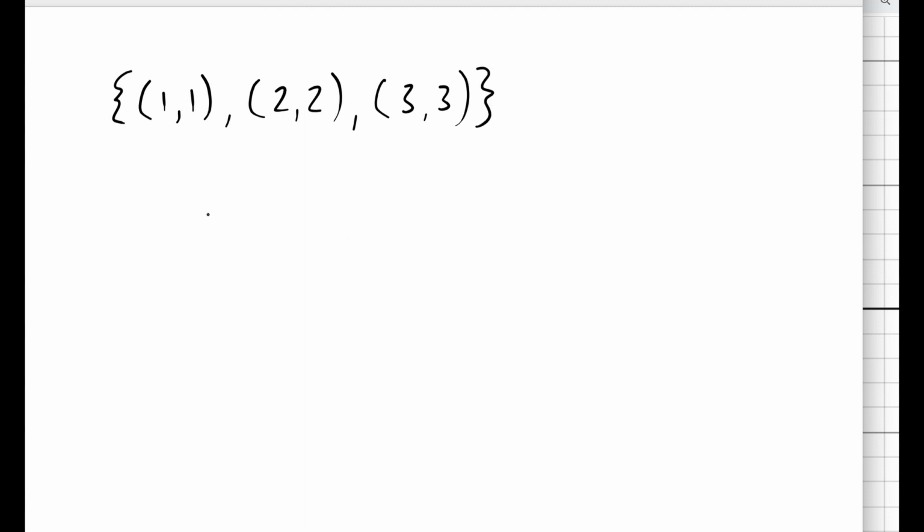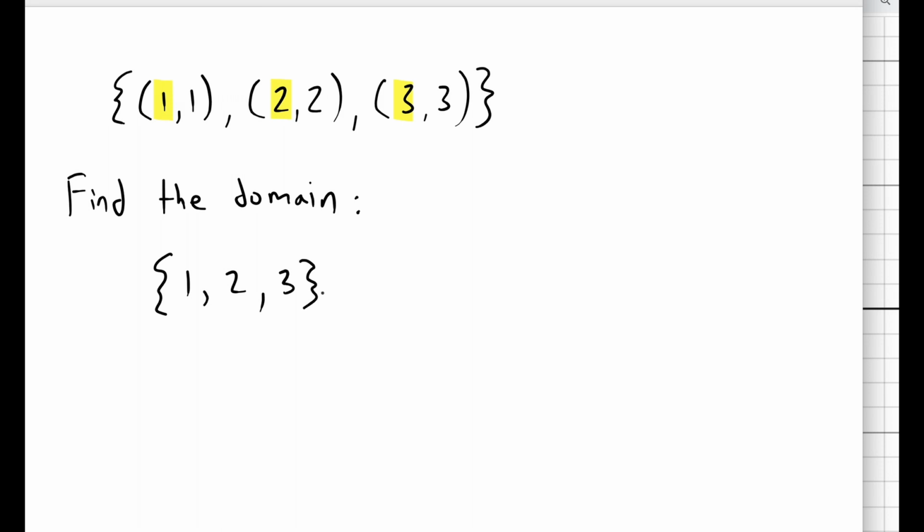Let's say we have a relation that consists of (1, 1), (2, 2), and (3, 3). And we're asked to find the domain of this function. The first elements of each pair make up the domain. So that's 1, 2, and 3. We can put them into a list, which represents the domain, and it's just the elements 1, 2, and 3.